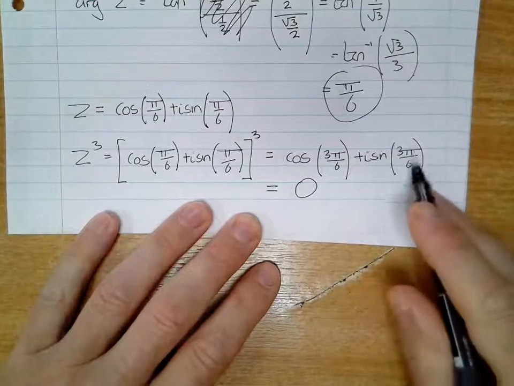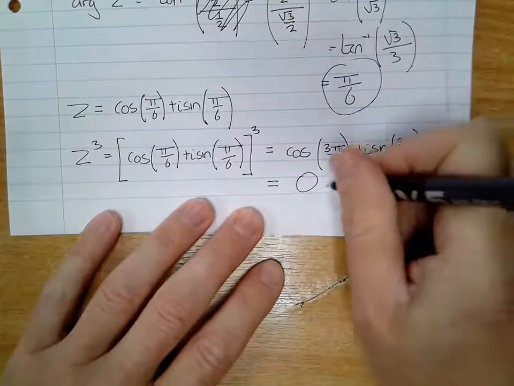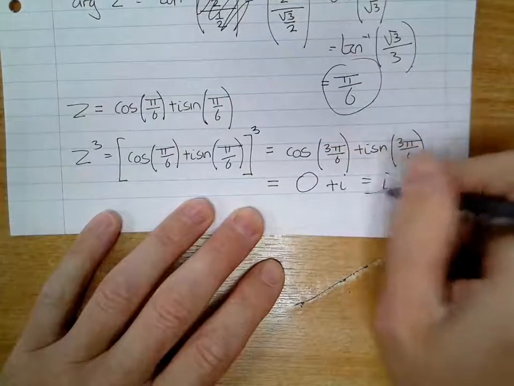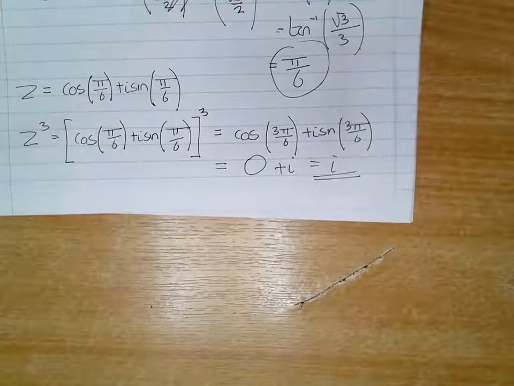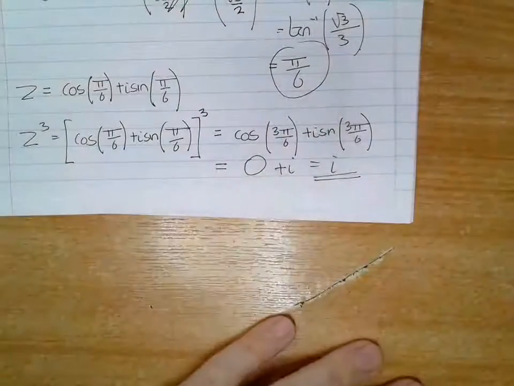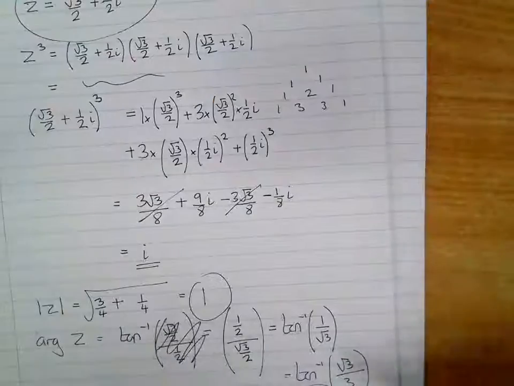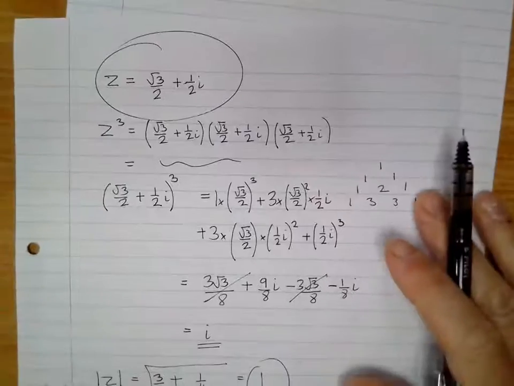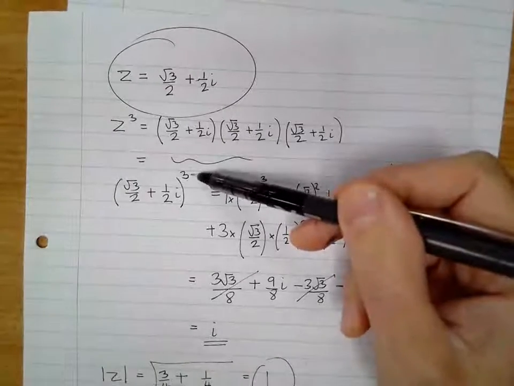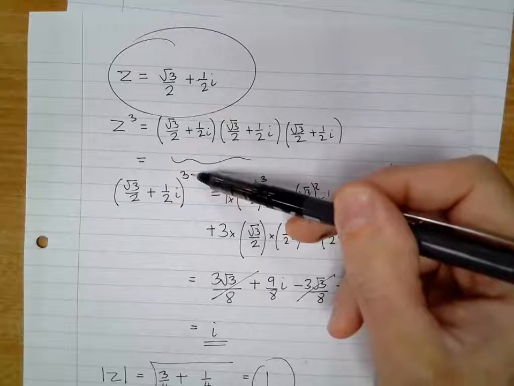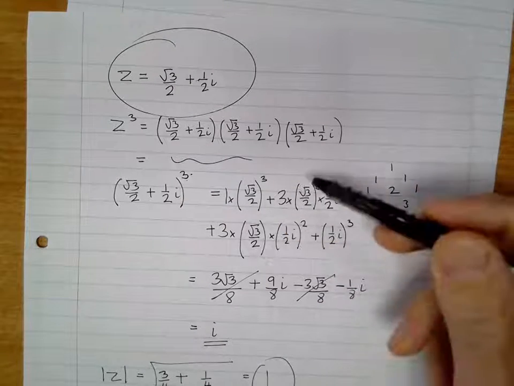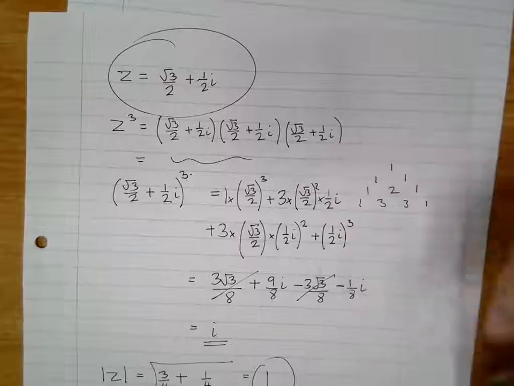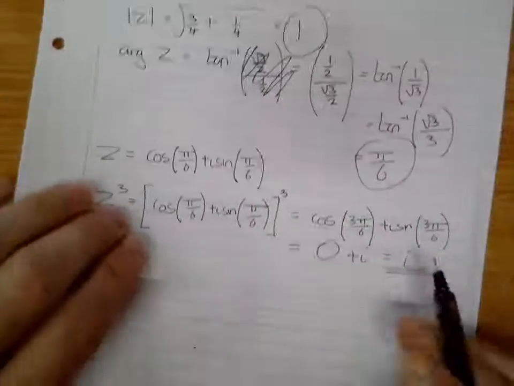And this is sine of pi over 2, and sine of pi over 2 is 1. Bingo! That is what De Moivre's theorem is used for. Imagine if I had replaced that 3 there with a 10. Then this suddenly would have become horrific, a massive binomial expansion.